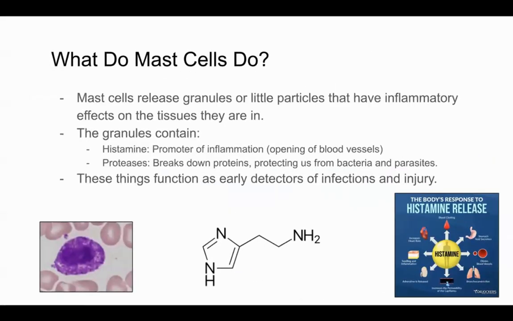So, what do mast cells do? Mast cells release little granules or particles that have inflammatory effects on the tissues they're in. The granules contain histamine, and they basically promote inflammation and open the blood vessels. And then they also contain proteases, which break down proteins, and it protects us from bacteria and parasites. And these things function as early detectors of infections and injury.